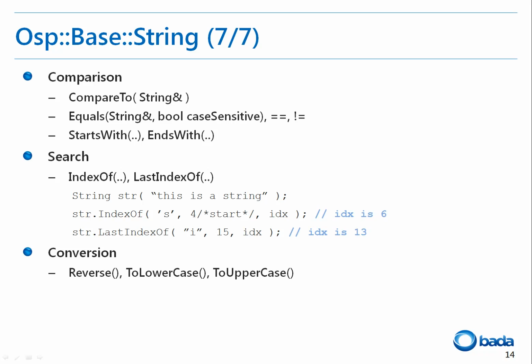Functions to compare the contents of strings are provided, such as the compare to, equals, starts with, and ends with functions. In addition, the index of and last index of functions can be used to identify if a string contains a specific substring or to find the position of a substring within a string. The to lowercase and to uppercase functions can be used to change the characters of a string to upper or lowercase characters. The reverse function can be used to reverse the order of the characters of a string.